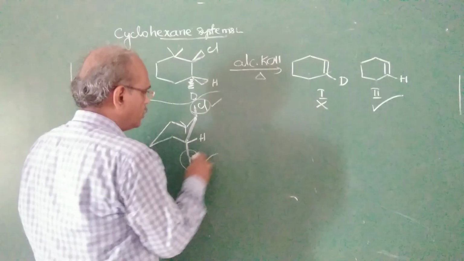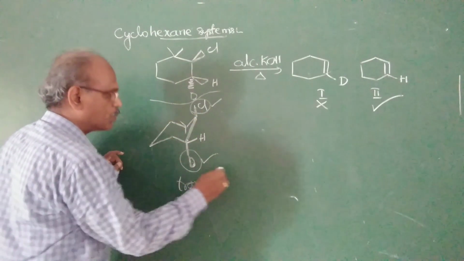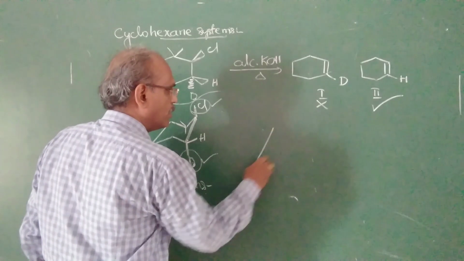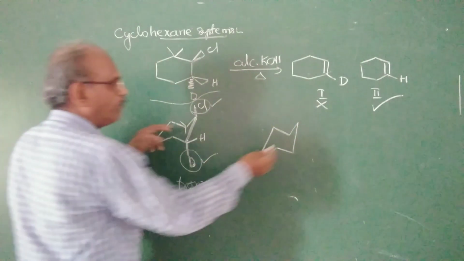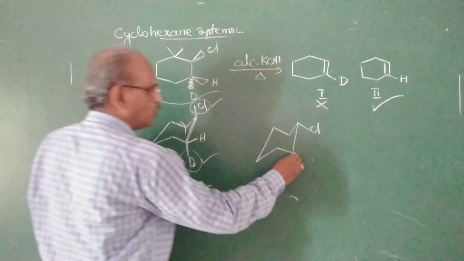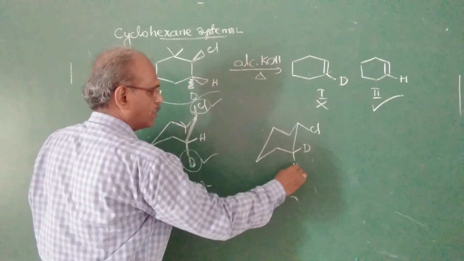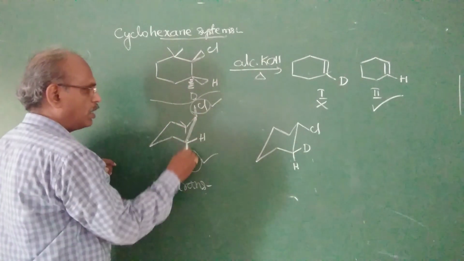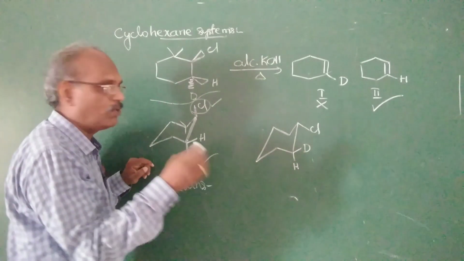Okay, suppose this is trans. Some students may ask you like this. If you look at this structure and flip it, Cl is in the equatorial position and deuterium in the equatorial position, H in the axial position. Two axial positions at 1,2 positions, trans, you have seen in conformational isomerism.